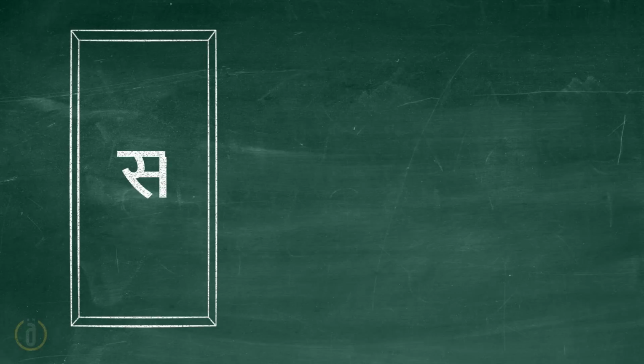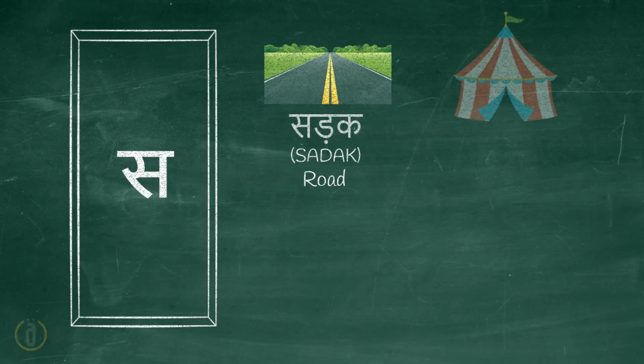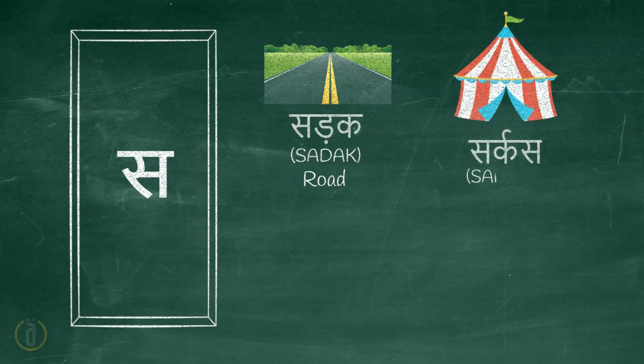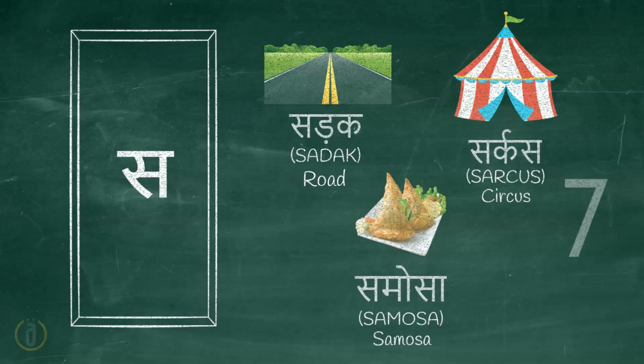Let us learn some words starting with s. Sadak, road. Circus, samosa. Saat, seven.